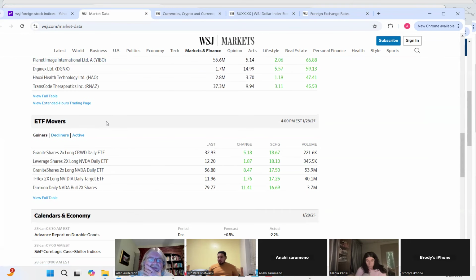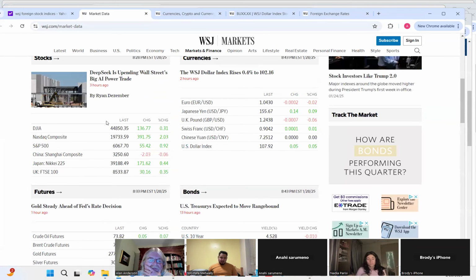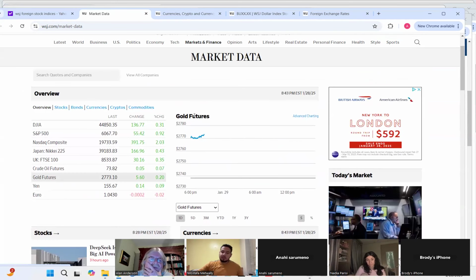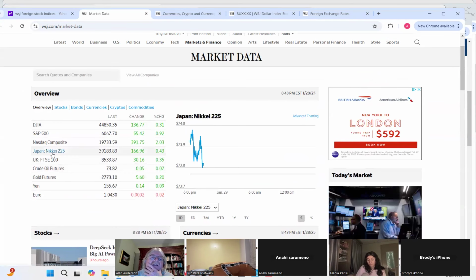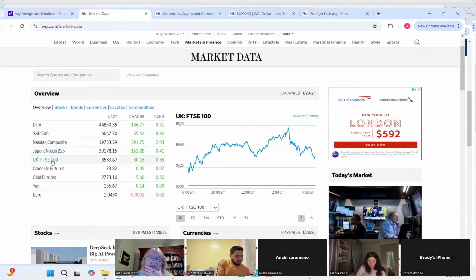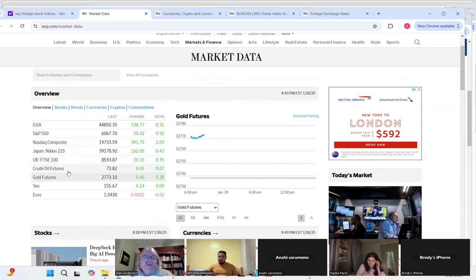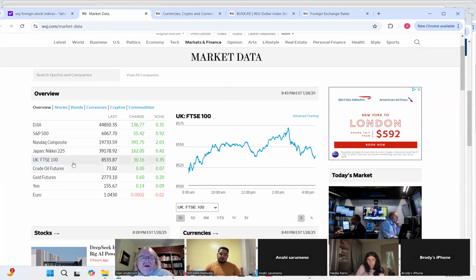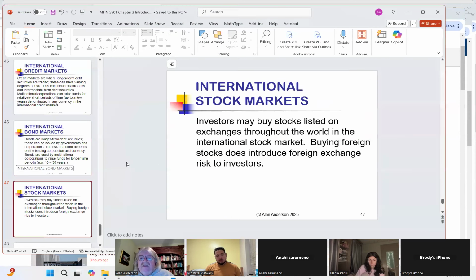What else do we have here? Well, these are the currencies. We saw these earlier. Oh, here we go. Like the Nikkei 225, that's the Japanese equivalent of the Dow Jones. UK, the FTSE 100 is their equivalent of the Dow Jones. So that means in the Japanese Nikkei case, there are 225 stocks in this index. For the UK, it's 100 stocks. And I can buy any or all of those in the international stock market.